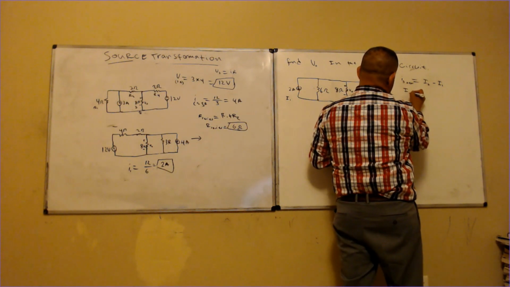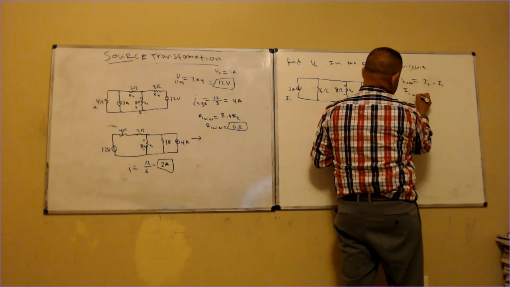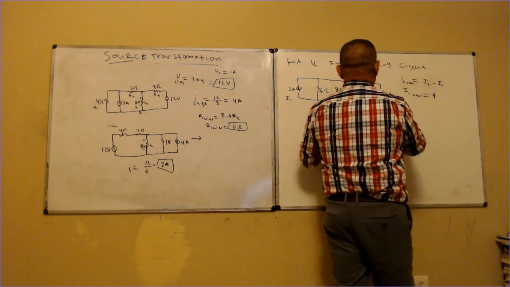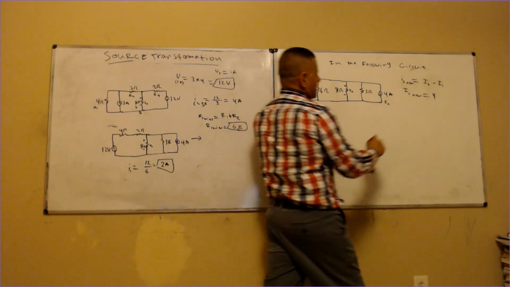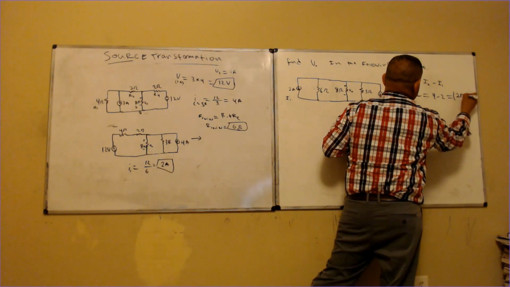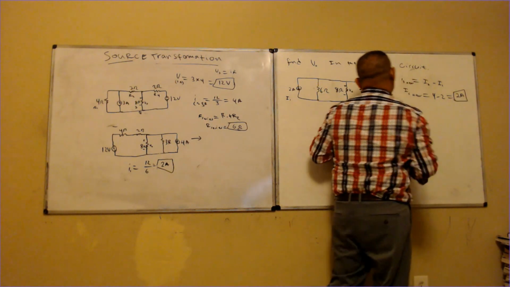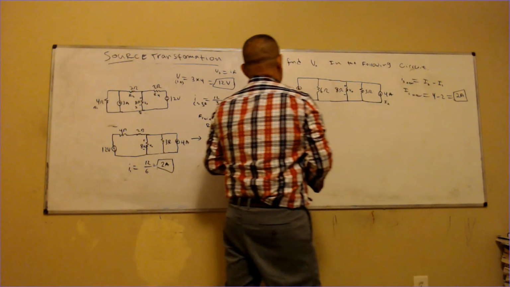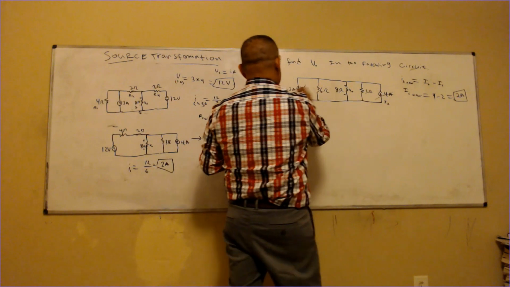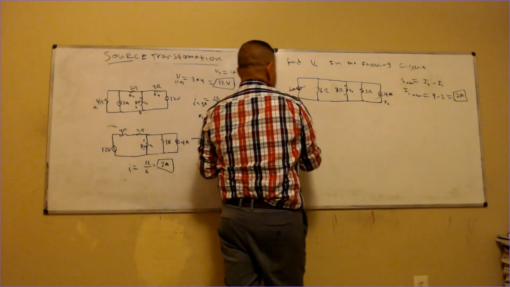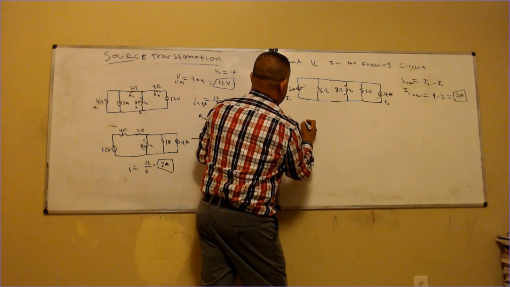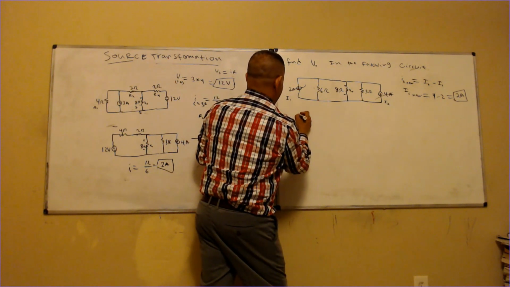So what do you do here? So I source new is equal to what? Is equal to 4, right? This guy minus that guy is equal to 2 amps. Right, so now we got a 2 amp. Now I got rid of this and this, right? Now the new circuit is going to be looking like this. So now this circuit is going to look like this.